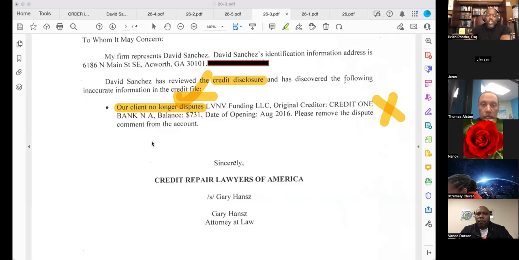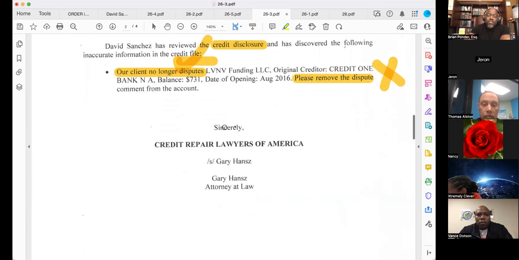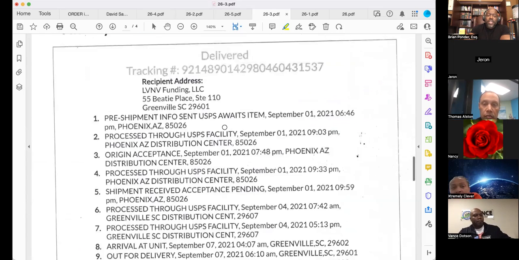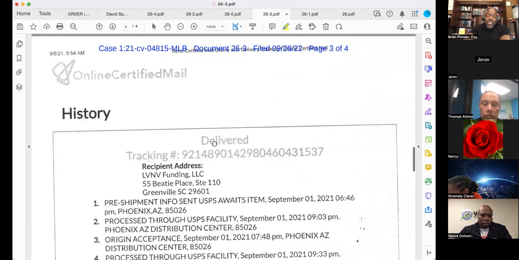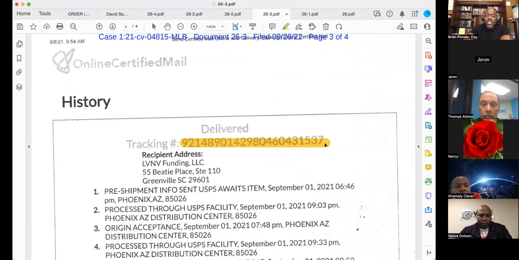All right, no longer disputes it. Like I think I already told you, we don't really know whether it was disputed or not in the beginning. But whatever the case, it doesn't really matter, because if you're saying you no longer dispute it, which is what the letter says, then you have to remove that under E8. Okay, they got the letter. They used online certified mail. This is good. I always encourage this.